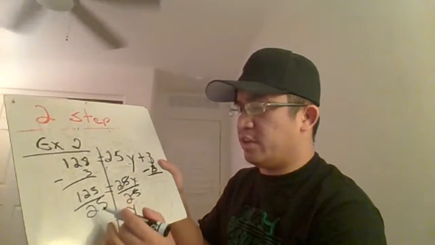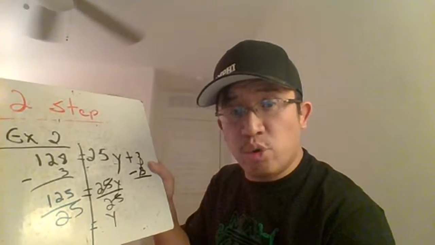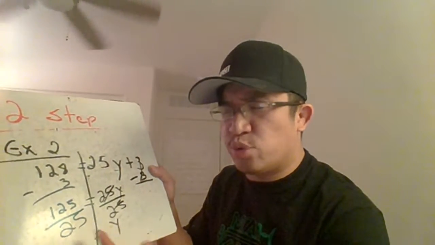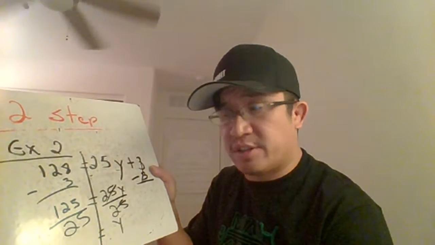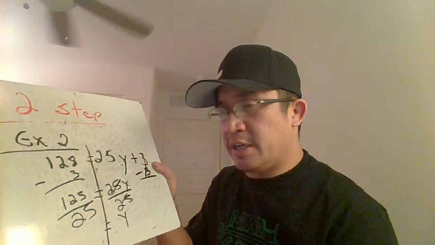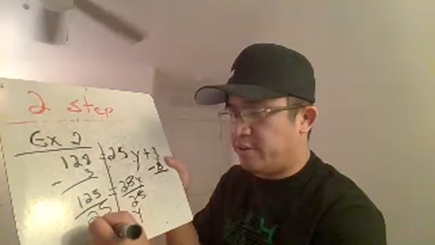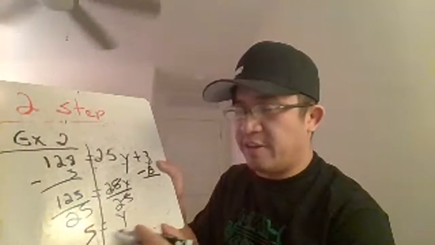Y gets crossed out. 25 goes into 125. How many quarters would it take to get me $1.25 or 125 cents? Well, 4 quarters is 100, and then 5 quarters is $1.25. So 25 goes into 125 5 times. 5 equals y.